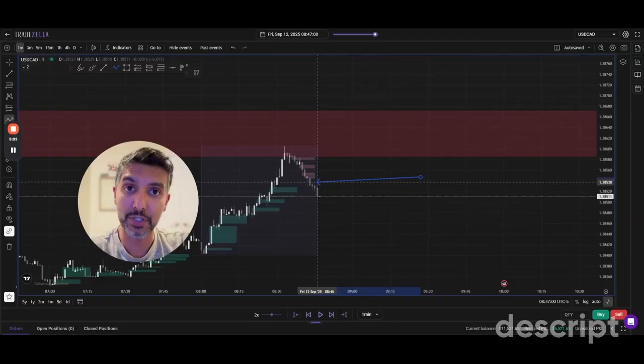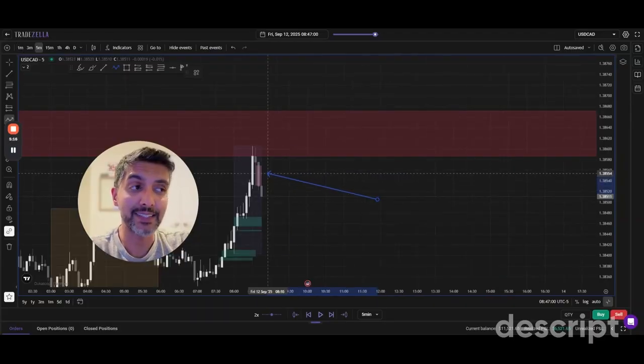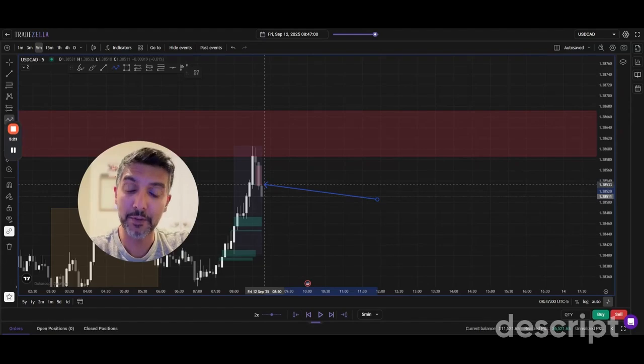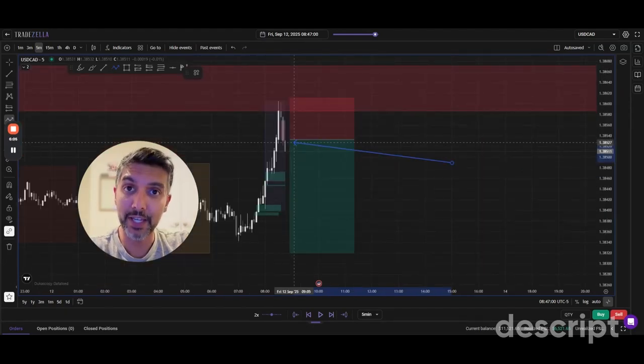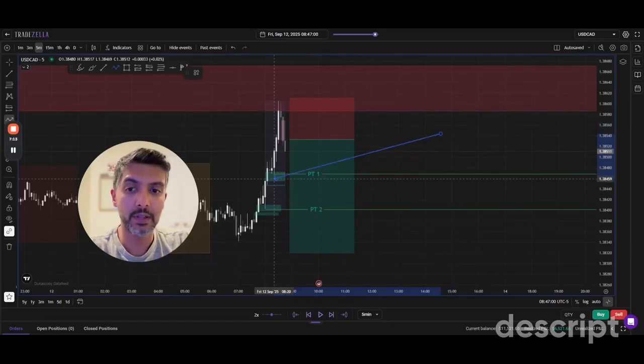Now I need a structure for an entry. Jumping to the 5 minute, I can see this huge fair value gap that was created by the aggressive sell-off. That imbalance becomes my entry zone. An entry is placed at the fair value gap and stops are right above the recent highs. My risk is clearly defined. I already know where I'm paying myself.